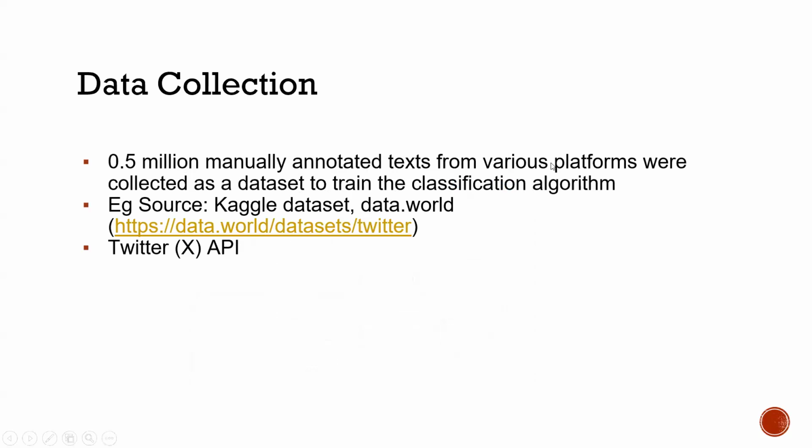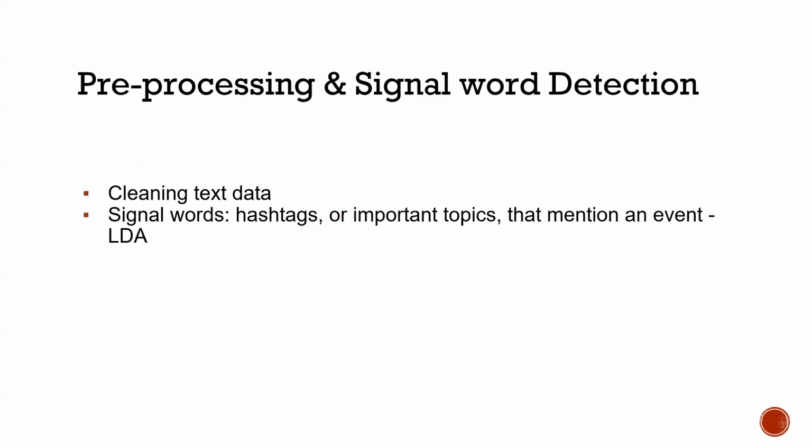Okay, for data collection, we have collected 0.5 million manually annotated text from various platforms for training the classification algorithm. Some examples are the Kaggle dataset, data.world, and Twitter API or X. Now currently it is known as X API. Using these sources, we have collected the data.